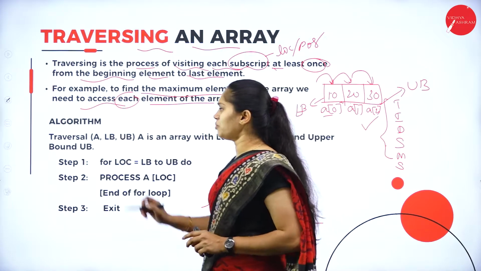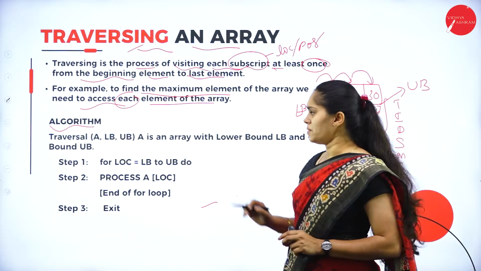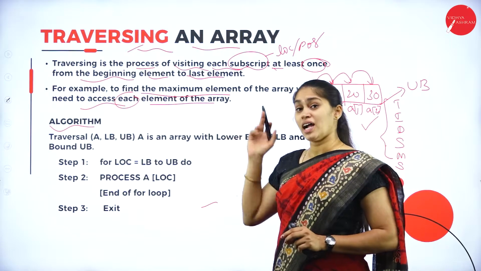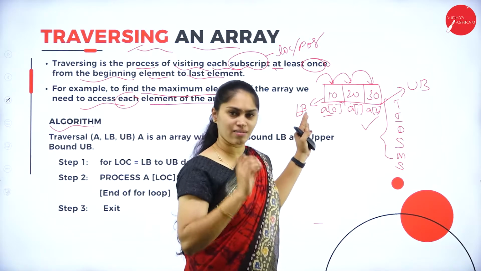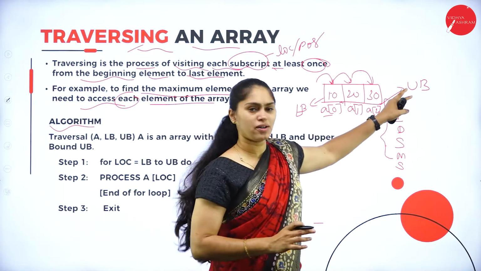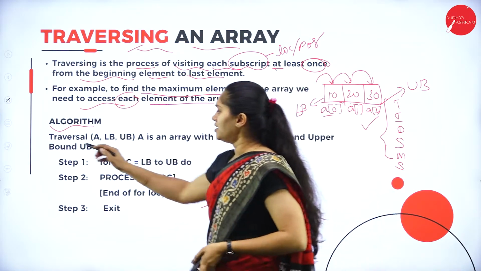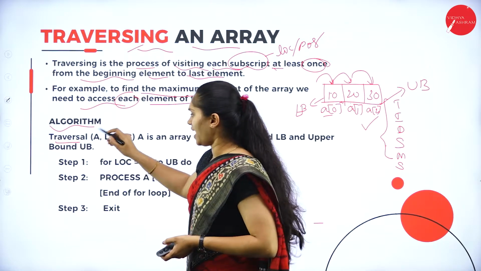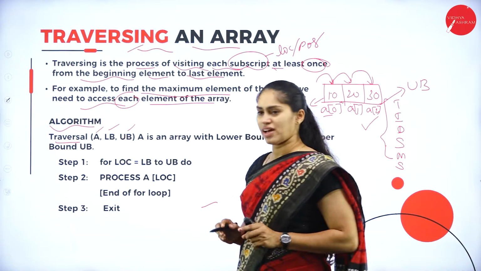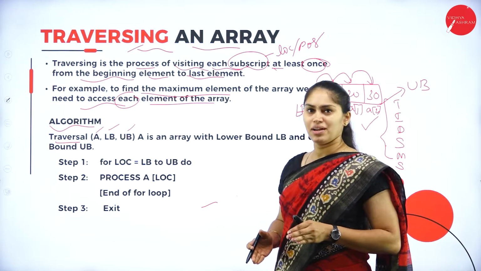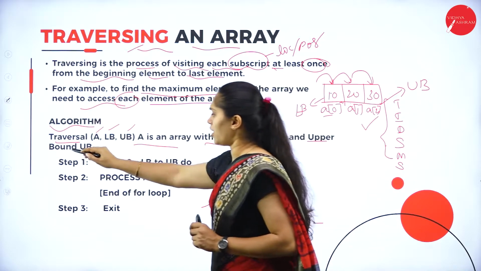Fine. So now we'll see about the algorithm, how we are going to write it in order to have this traversing here. Already we got to know what is traversing. What I require is an array. I must know its lower bound, that always starts from 0, right? Then the upper bound will be the maximum number of elements that we have in an array. So here Traversal is a function name and A is the name of an array. LB specifies the lower bound and UB specifies the upper bound or maximum limit of a subscript. A is an array with lower bound LB and upper bound UB.